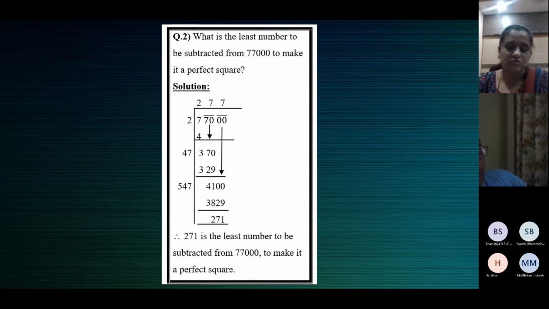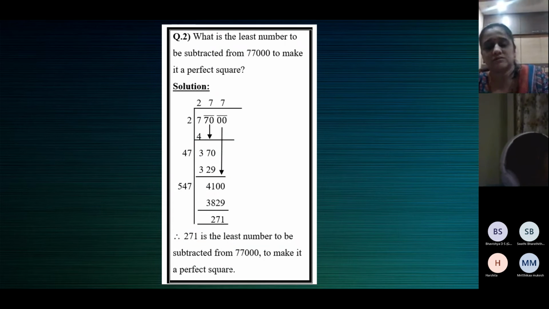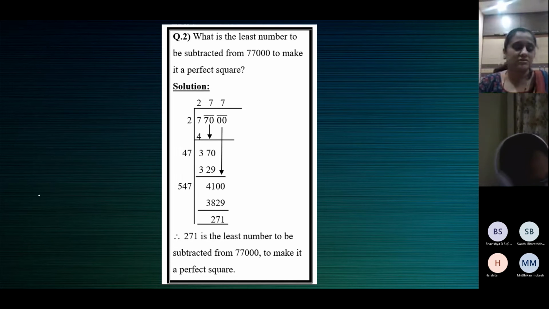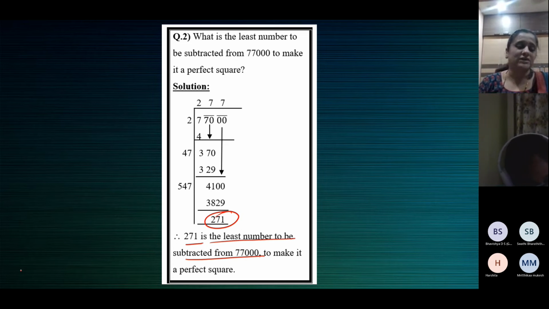Okay, class. Whatever is the remainder is to be subtracted. What is the remainder? The remainder is 271. Whatever is the remainder, that is to be subtracted. So 271 is the least number to be subtracted from 77,000 to make it a perfect square.